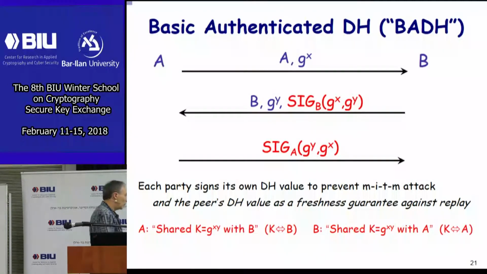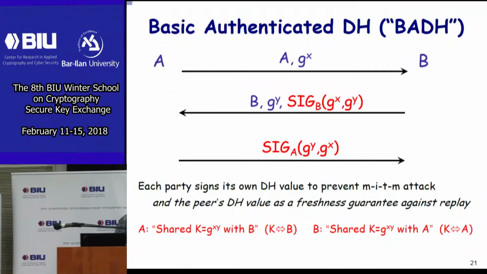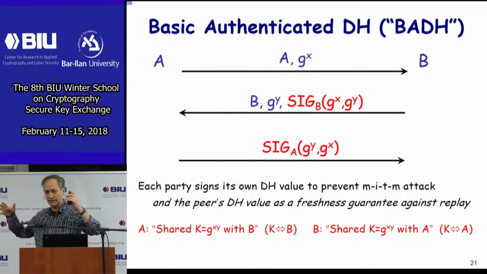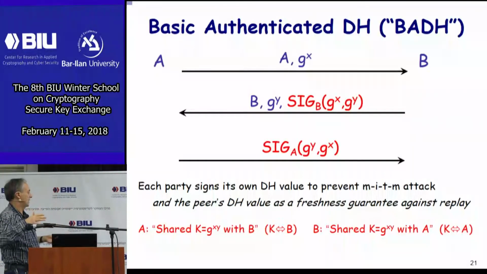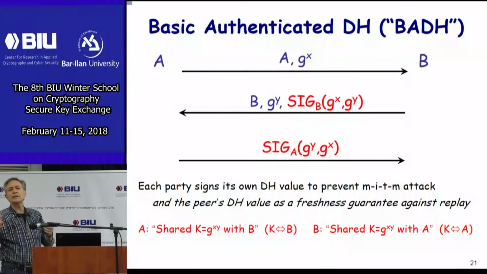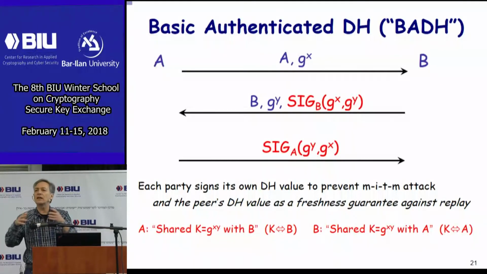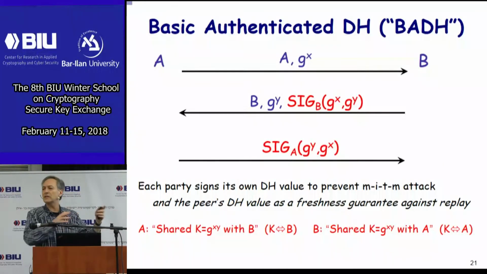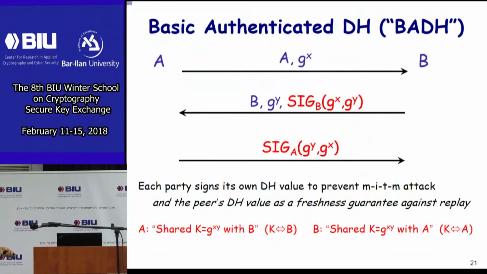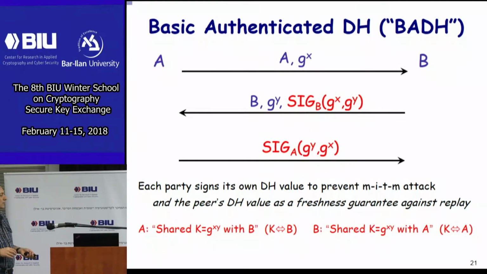Okay. When the parties finish this protocol, what is their view of the world? Alice says, I share the key G to the XY. I said that usually you apply a key derivation function to get an AES key. We skip that part here. It's not significant here. I share the key G to the XY with Bob.